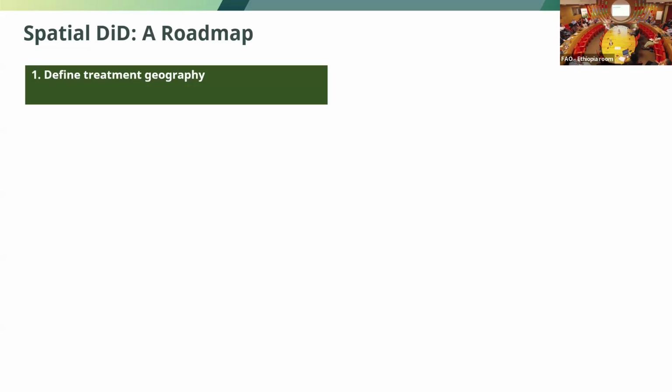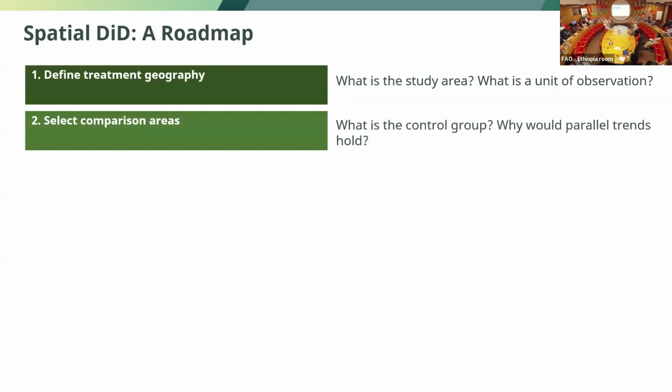Thinking about in this concrete application, how would you do this? So the first thing you want to do is define a treatment geography. That really means basically what is the area where we have our treatment and control? And then what is the unit of observation, right? I talked about this a moment ago, and you're going to have to do this every time. I'll show you in a moment what that looks like.